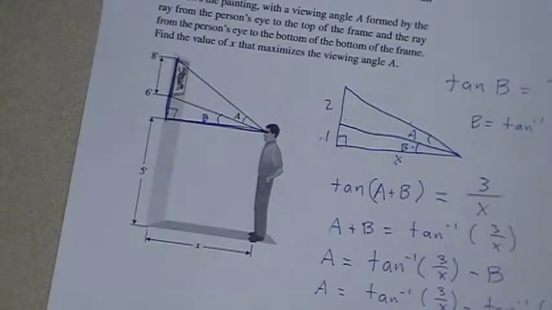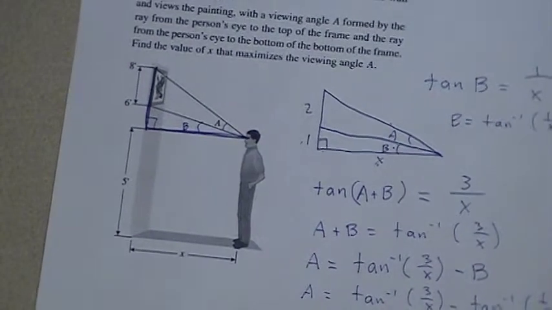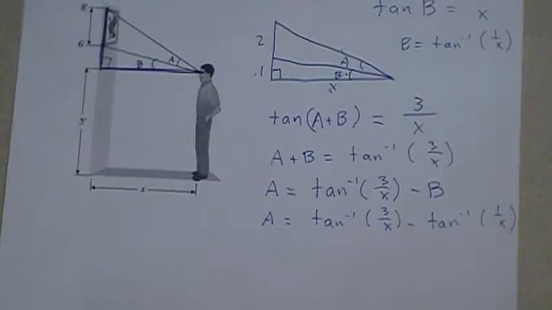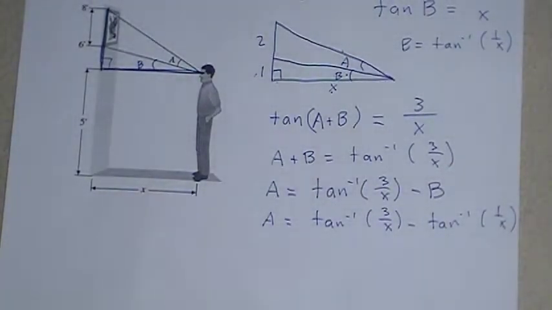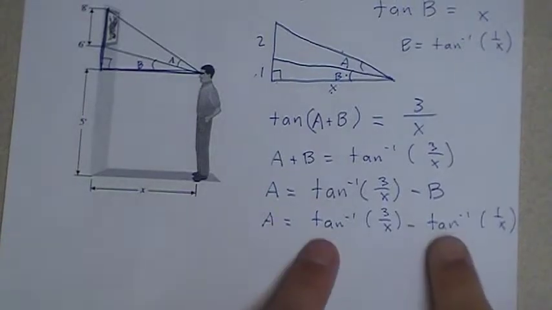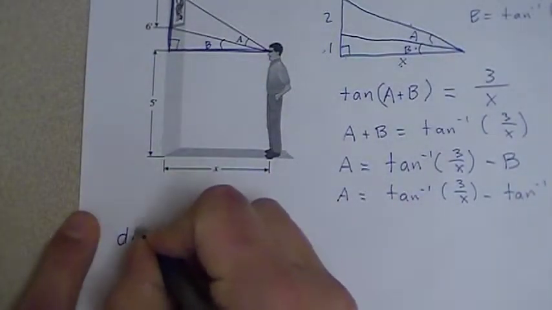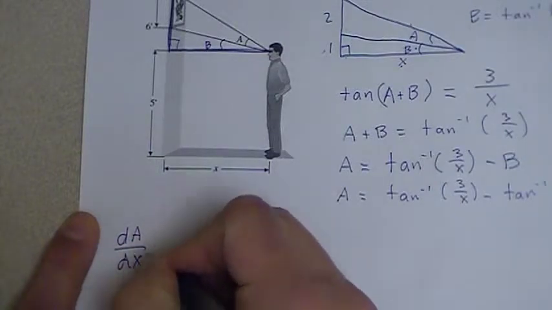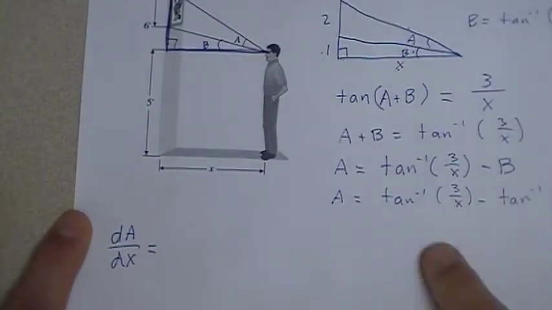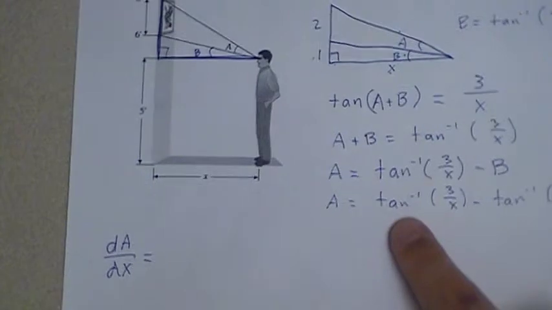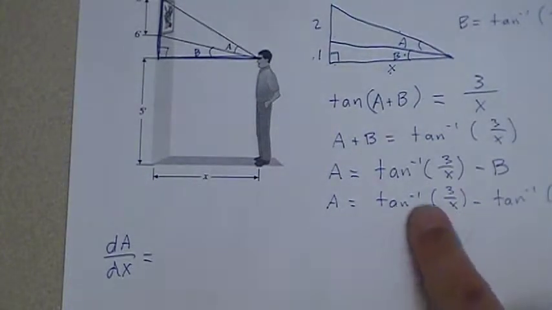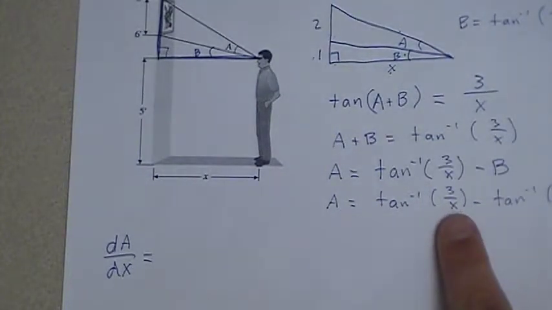So it's probably going to be the case that the absolute maximum occurs at a critical number, either a spot where the derivative is equal to 0 or a spot where the derivative is undefined. And to find either of those things, we're going to need to have the derivative in place. So we're going to have to take the derivative of a with respect to x. And to do that, we're going to have to use a formula from chapter 2. The derivative of inverse tangent was 1 over 1 plus x squared.